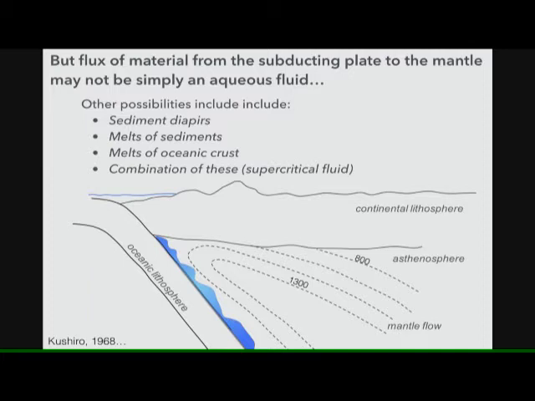I just wanted to touch on something. A lot of what I focused on so far is the idea of adding simply an aqueous fluid from the subducted slab, and we've had a lot of discussion about what if the flux from the slab is not simply an aqueous fluid? What if it's a melt of sediment? What if it's a melt of oceanic crust? So I just wanted to touch on a few of those things.